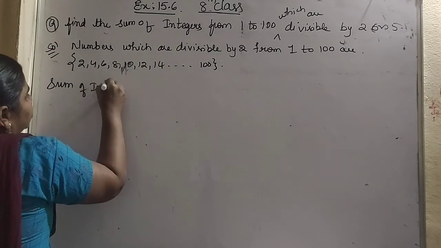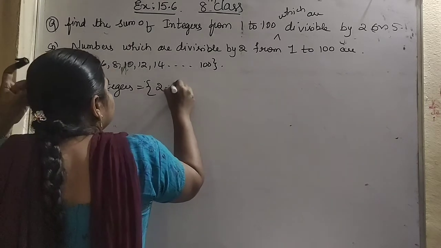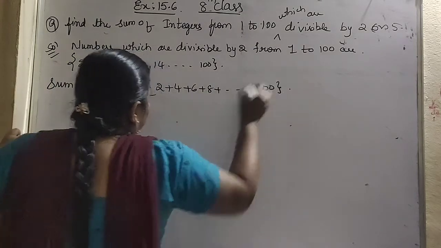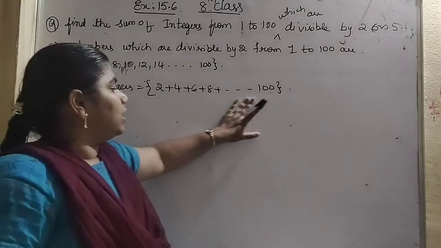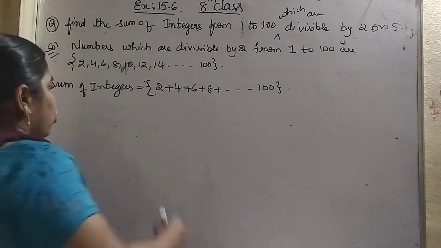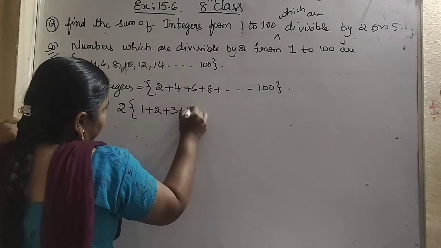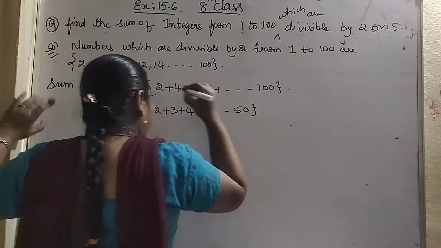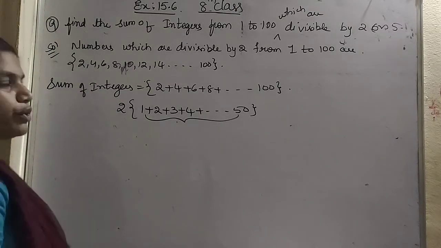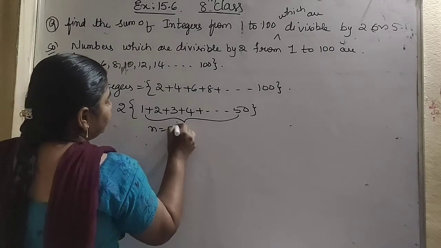So the sum of integers is equal to 2 plus 4 plus 6 plus 8 plus so on up to 100. These all are the multiples of 2, so I am taking 2 as common. So it will be 2 into 1 plus 2 plus 3 plus so on up to 50. These all are the sum of first n natural numbers. What is the formula? n into n plus 1 by 2. So n value will be equal to 50 here.